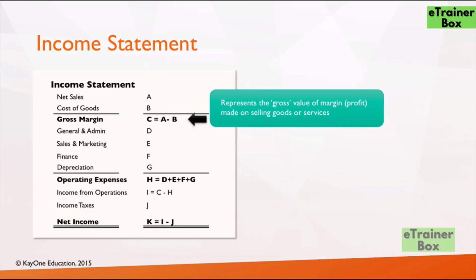Gross margin. Gross margin is one of the key financial indicators of any business. And gross margin is the difference between the net sales and the cost of goods sold. So this is the margin that a business adds up to its product before selling it to the customers.